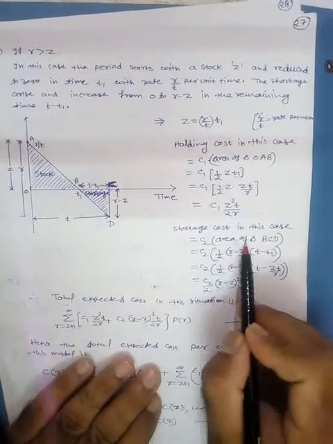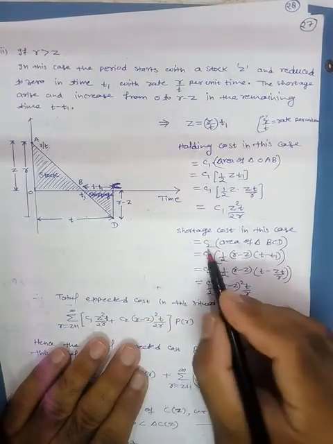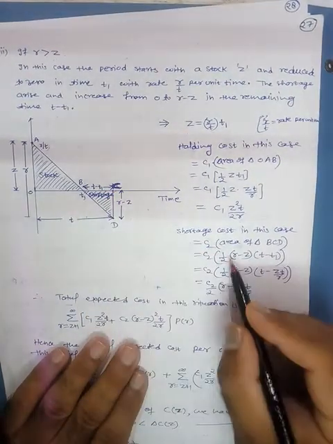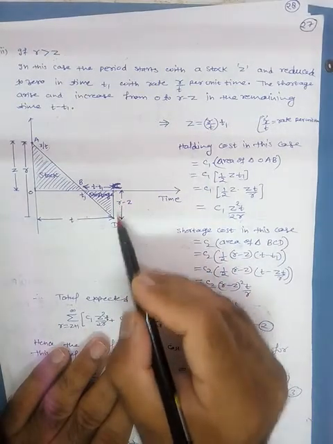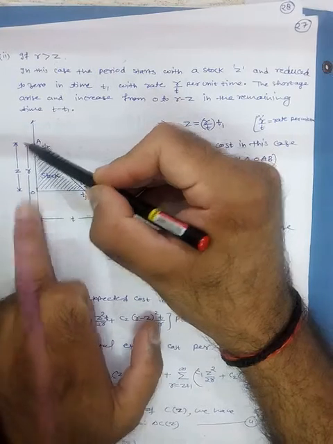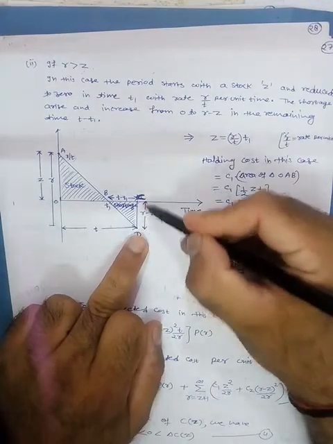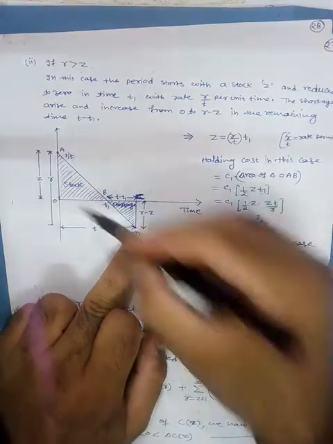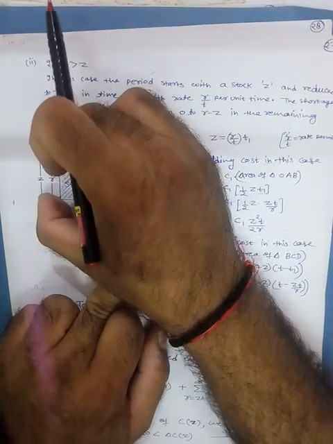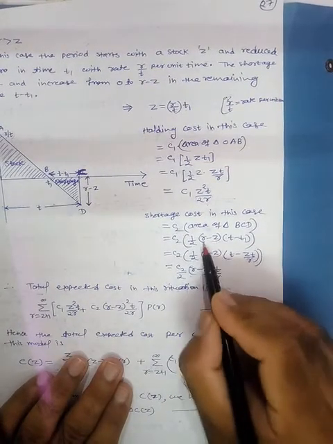Now the shortage cost. Shortage cost is evaluated with the help of this triangle. So C2 times the area of this triangle, which is 1 by 2. This distance is R minus Z, because total demand is R, stock is Z. So the shortage is R minus Z. यह shortage है R minus Z amount की, क्योंकि टोटल डिमांड R है, स्टॉक Z था, तो R minus Z is the shortage.